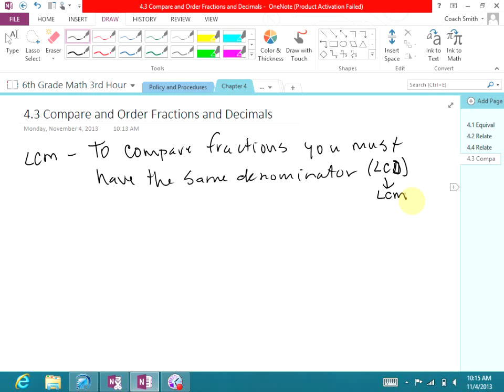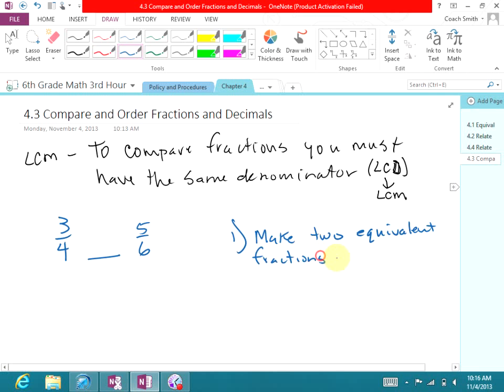Okay, so if I'm comparing two fractions, let's say 3/4 and 5/6. Step one, when comparing fractions, is to make two equivalent fractions with the same denominator. Okay, make two equivalent fractions with the same denominator.